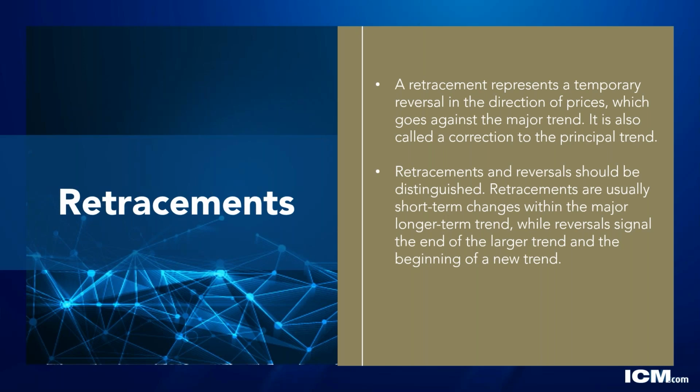So for example, if the market is bullish and a small correction happens, there's a chance to enter the market again. This is called retracement. It's very important, especially because it works a lot in trending markets when the market is moving one way. Retracement and reversal should be distinguished: a retracement is a short-term change within a major long-term trend, while a reversal signal gives a larger trend which begins a new trend.